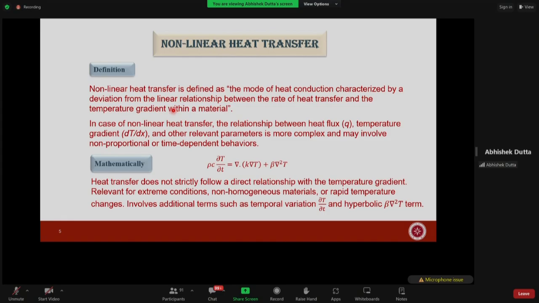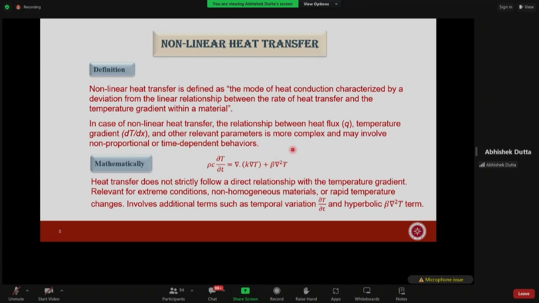So what I'm saying here is that the heat transfer can no longer be expressed by a linear relation, but is typically expressed as a non-linear relation, whereby there are two important terms that come into the picture. One is the time variation, the temporal variation, as well as this hyperbolic term. These two terms bring about the nonlinearity. That's the mathematical aspect, of course.